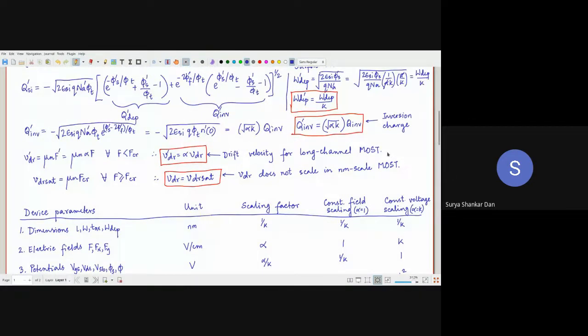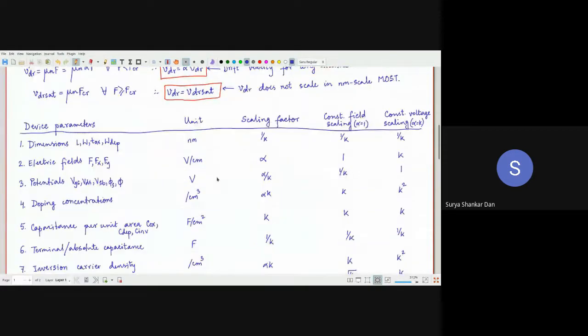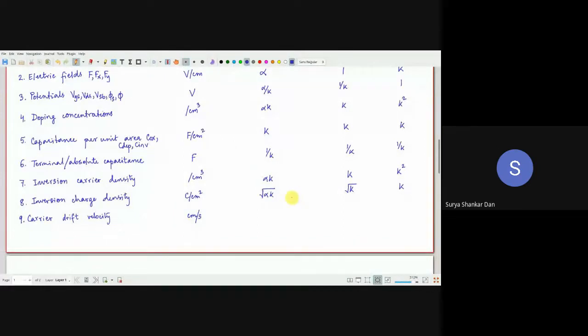For long channel MOS transistors, so here, we are essentially having a slight variation. Henceforth, in the next class, we will again look into it. We are going to enter into the nanoscale devices or nanoscale circuits. The other one is going to be, let us say, long channel.